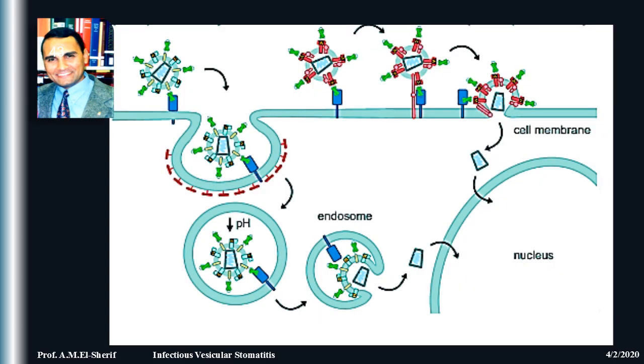This diagram explains how the virus is endocytosed after attachment to the LDL receptors and enters inside the cell, where endosomes and messenger RNA of the virus move toward the nucleus of the host cells.